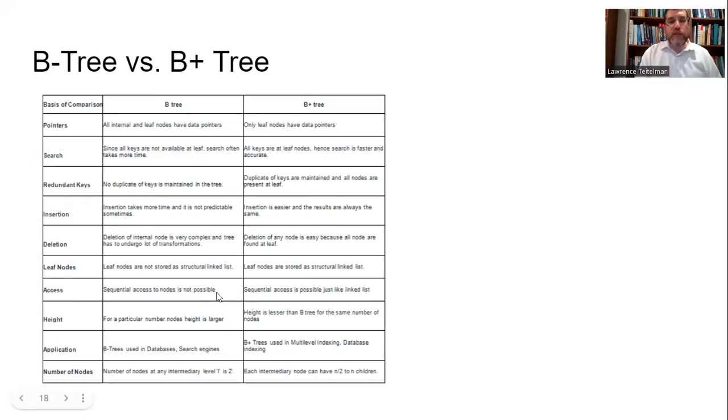Here's another interesting thing: we have the structured linked list. I'm able to go from one node to the next across a layer, so that also enables sequential access. That's another difference between the B tree and the B plus tree. And then we have the applications. They're both used for databases, but one is used for actual indexing, and this one is used for the actual storage of the data.